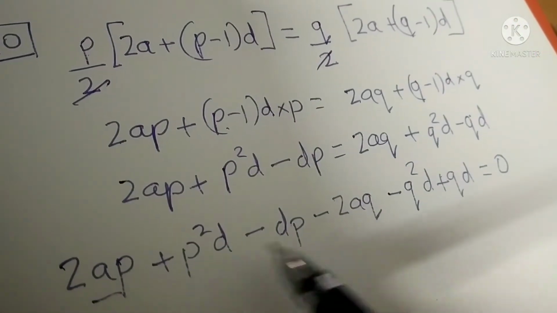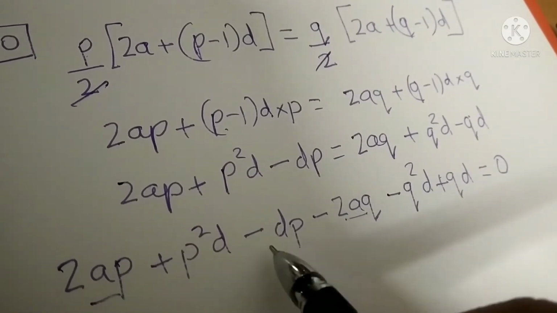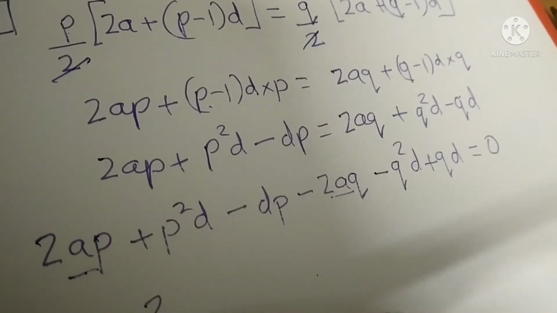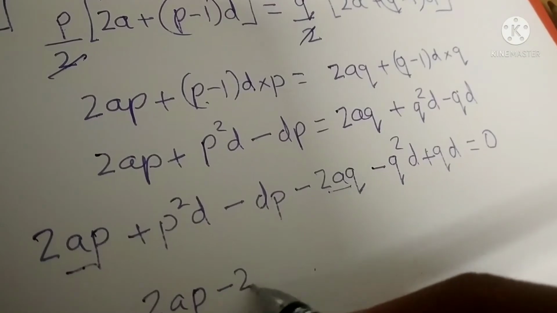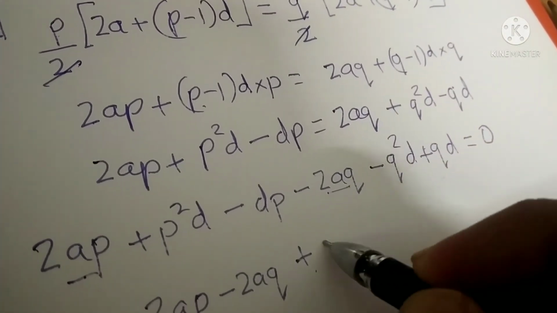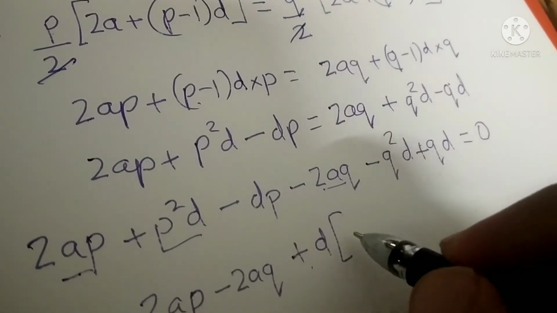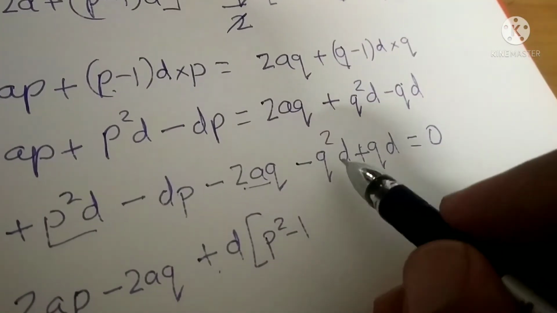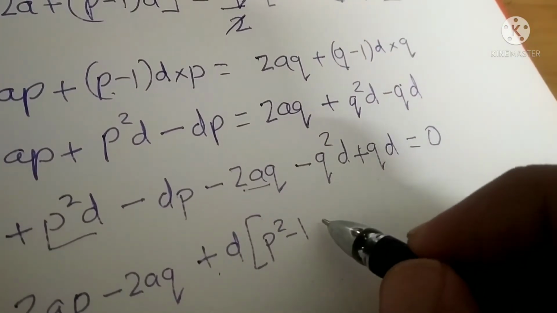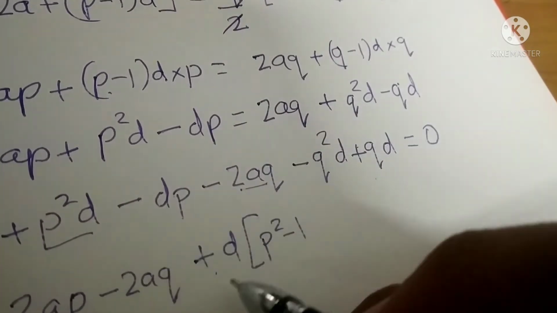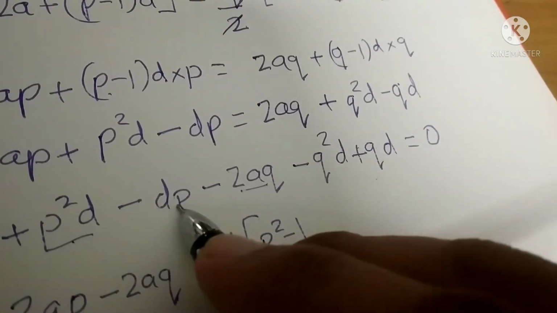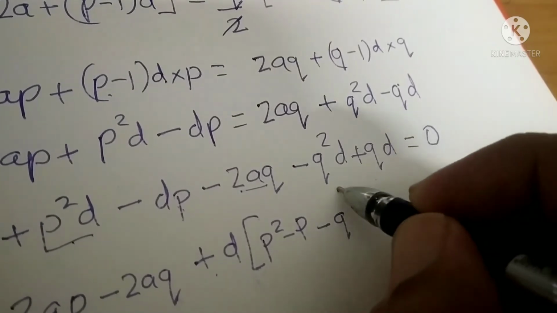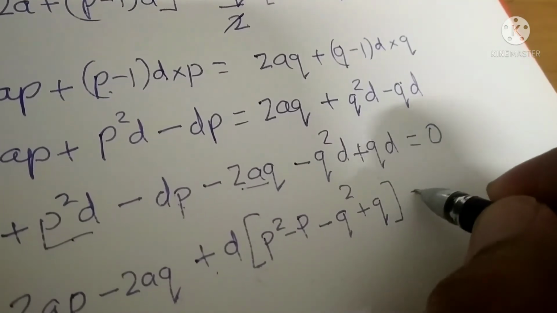So this is 2ap and 2aq. So एक मिनट इसमें d तो कॉमन ले लेते हैं हम लोग. 2ap minus 2aq and plus if you take d common in it, p square minus p and minus q square plus q. डी कॉमन लिया ना हमने, तो यहाँ पे आ जाएगा पी स्क्वायर माइनस पी एंड माइनस क्यू स्क्वायर प्लस क्यू. सो दिस इज इक्वल टू 0.